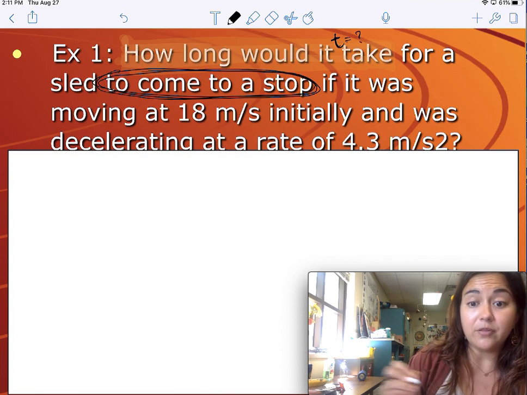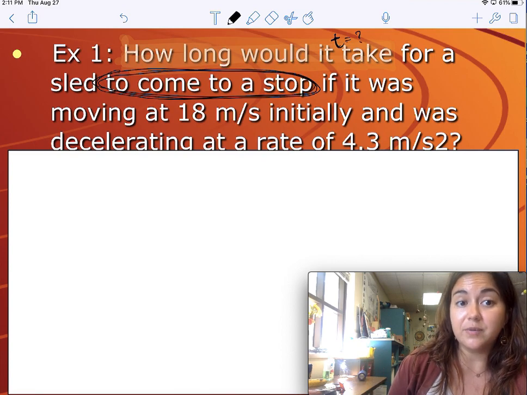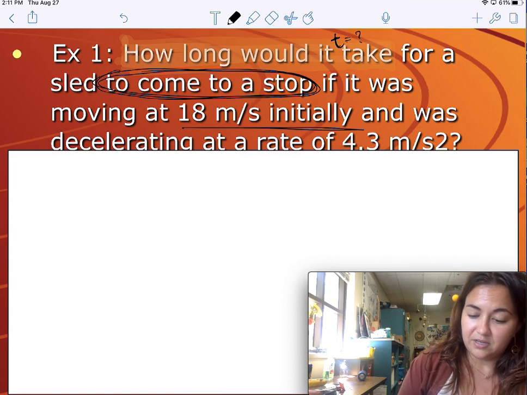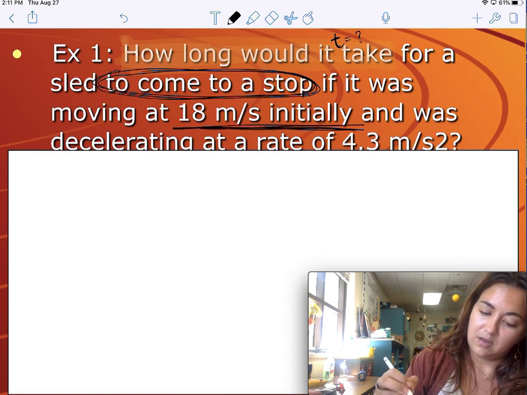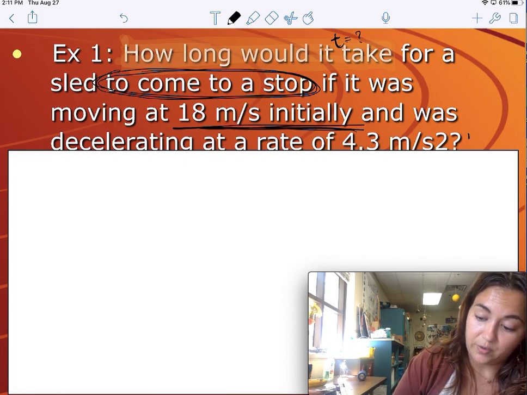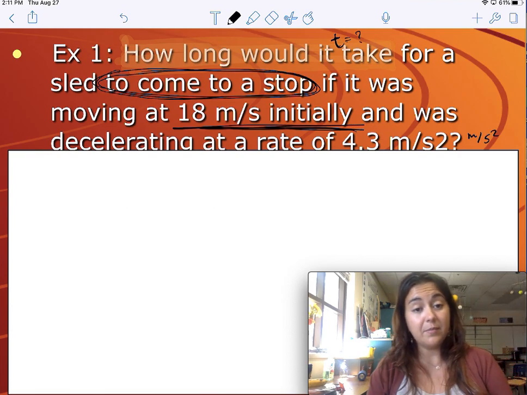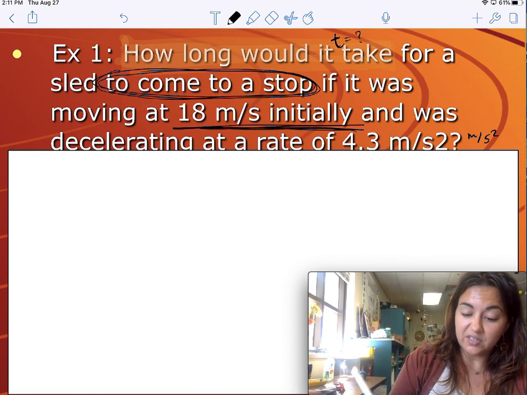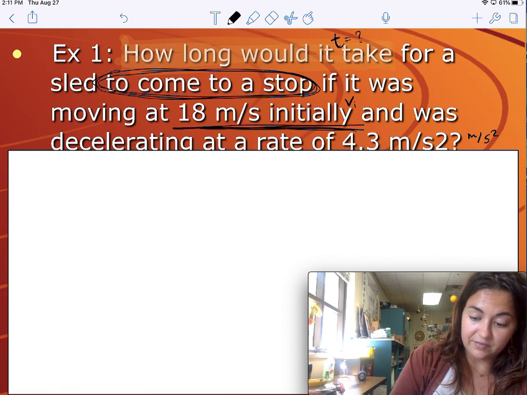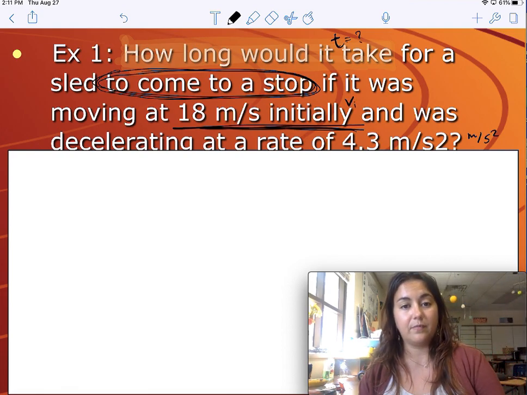This is talking about the motion of the object, so it is going to be important here. If it was moving at 18 meters per second initially and decelerating at a rate of 4.3, this should say meters per second squared. I know it's written kind of funny. So it's moving at 18 meters per second initially. Well, that one's kind of obvious. That is its initial velocity. It even says initially right there.